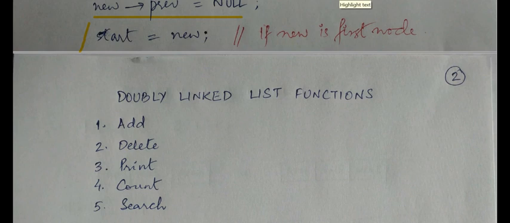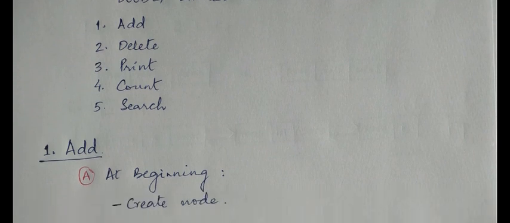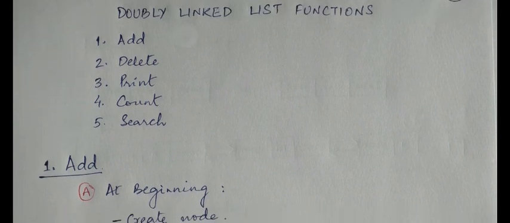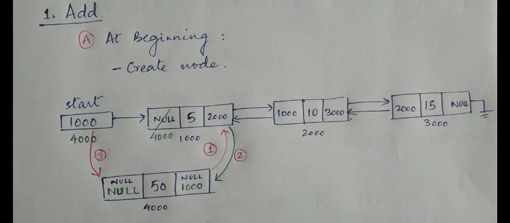Now just like singly linked list, when you work with doubly linked list, you will be doing the same things like we did in the singly linked list. So you'll be adding, deleting, printing, counting, searching, and you can do many other things based on your requirement. So let's jump to add in a linked list. Since we are talking about doubly linked list, we are going to do the same thing: add at the beginning, add at any intermediate position, and add at the end.